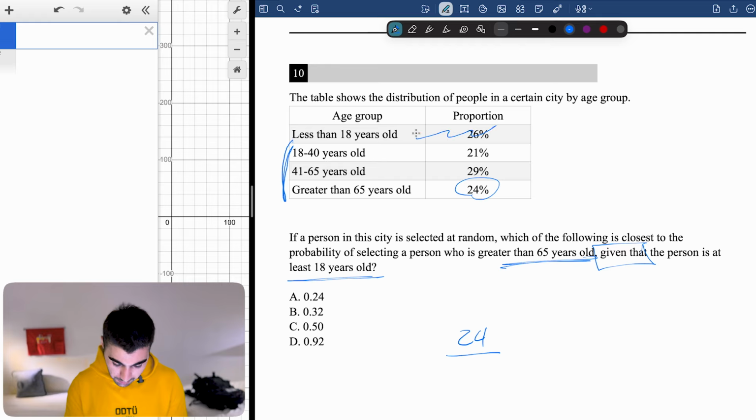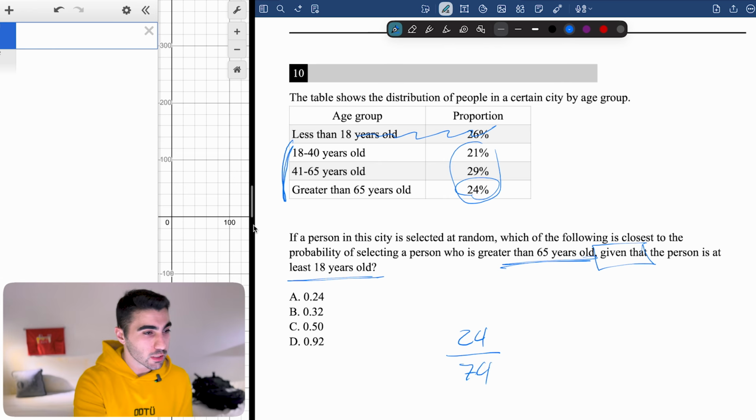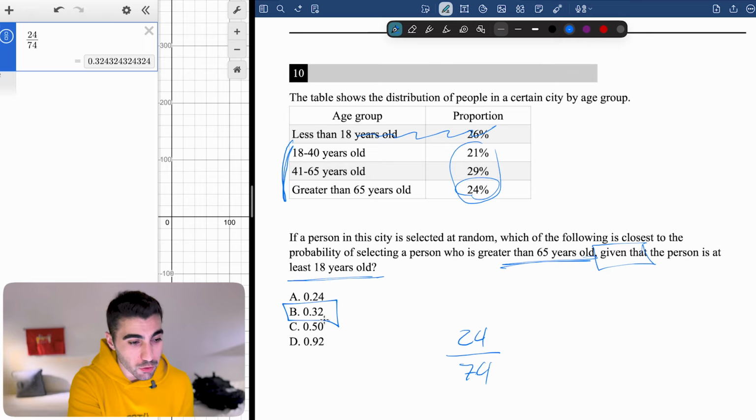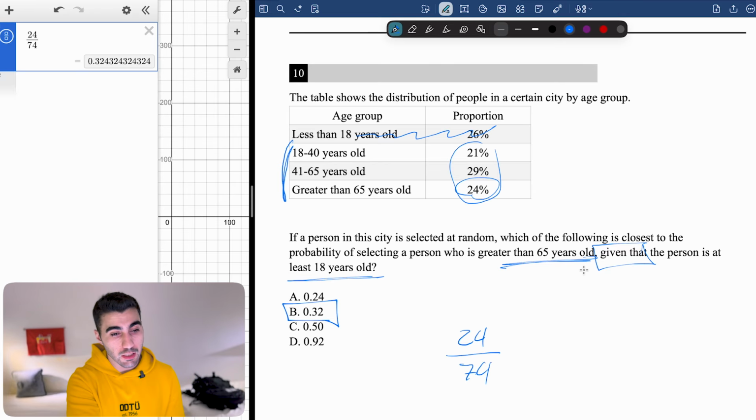So we are already eliminating this part. The total is going to be this one, 21 plus 29 plus 24. That's going to give us 74. So now what we have is 24 divided by 74, and that gives us 0.32, which is the closest to choice B. That's how you do this question. The key part of this question is this: given that the person is at least 18 years old, so you are not selecting from this one. All right, that was the last prediction.